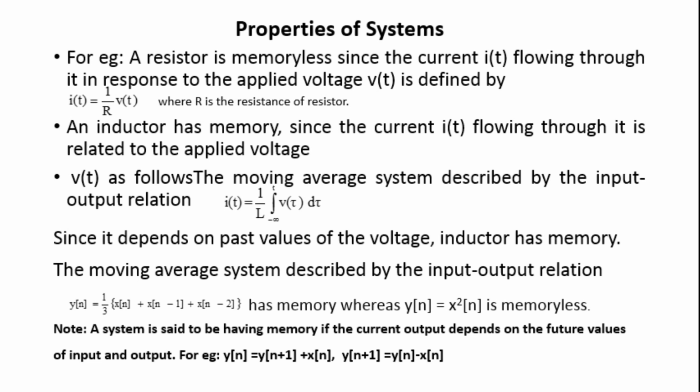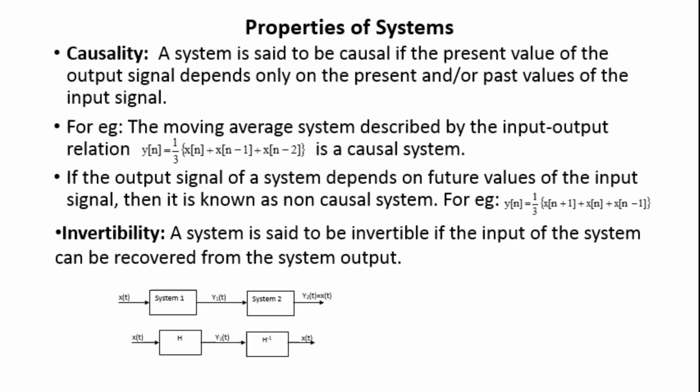We have one note. A system is said to have memory if the current output depends on the future values of input and output. For example, y of n is equal to y of n plus 1 plus x of n, or y of n plus 1 is equal to y of n minus x of n.